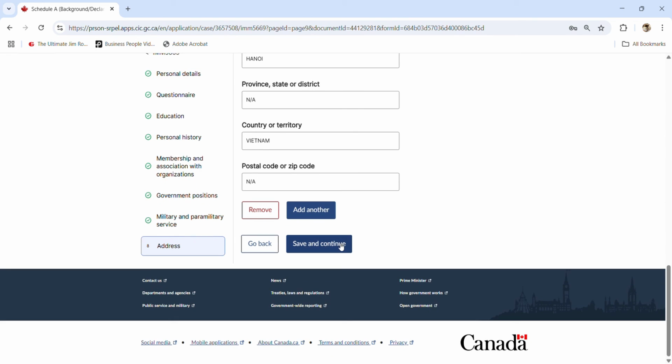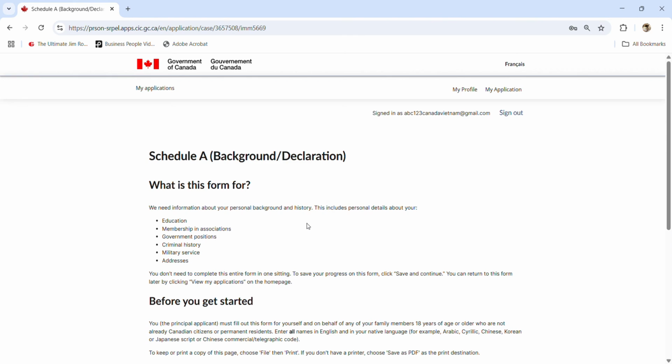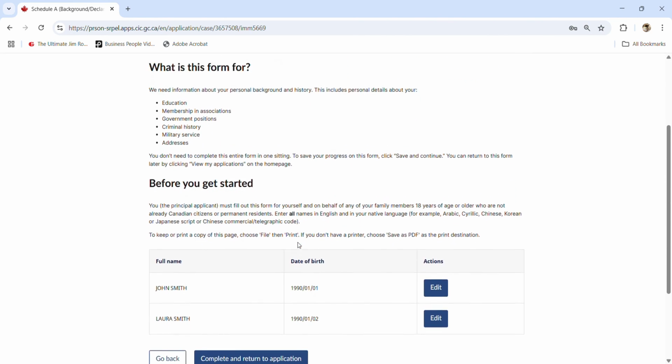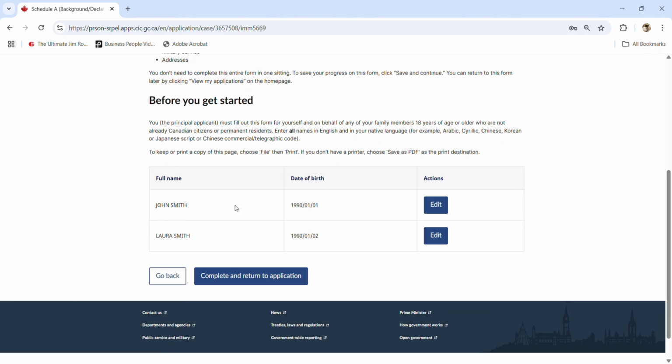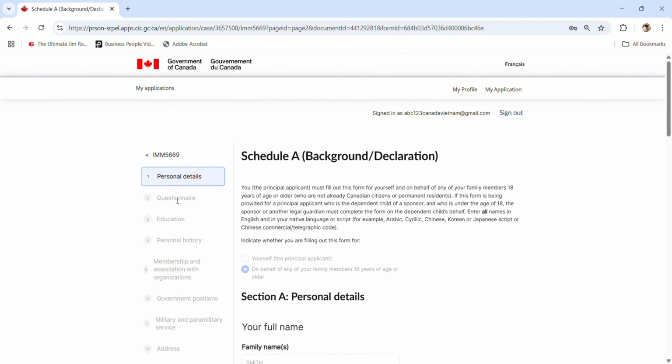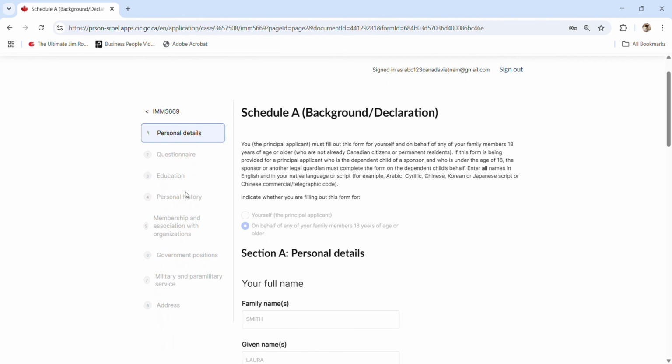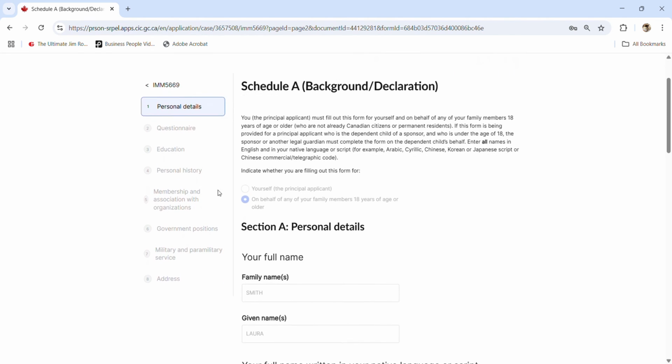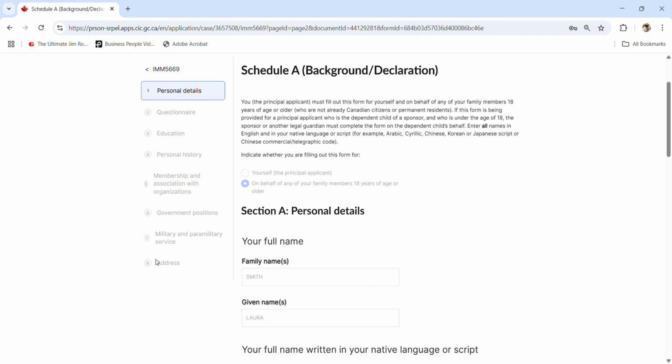Let's save and continue. Okay, so we are back to this page. The principal applicant, John Smith, just completed his IMM 5669. Now he will need to fill the form IMM 5669 for his wife, Laura Smith. So just click in here, edit. The 8 sections in this form are required to be filled like we did for John Smith. I'm not going to repeat the steps or re-explain each section, and you will need to get it all done to avoid delay in processing your application.